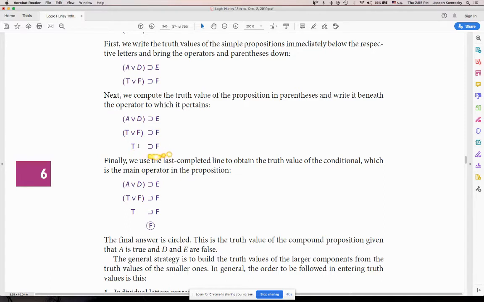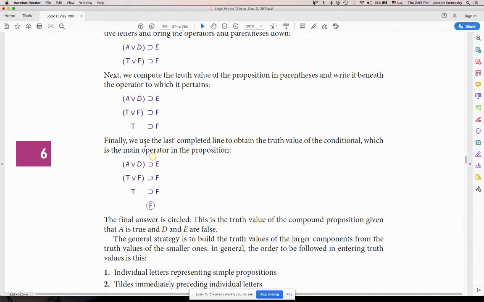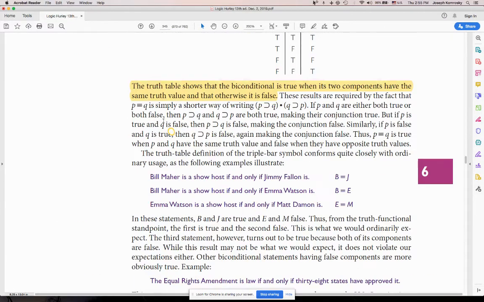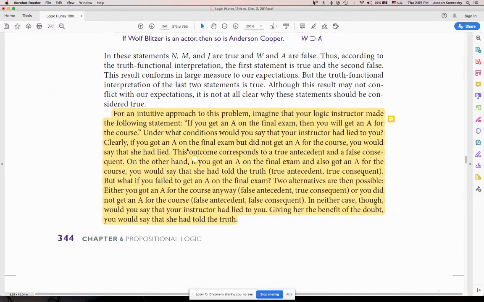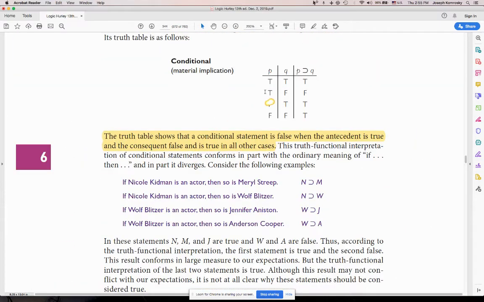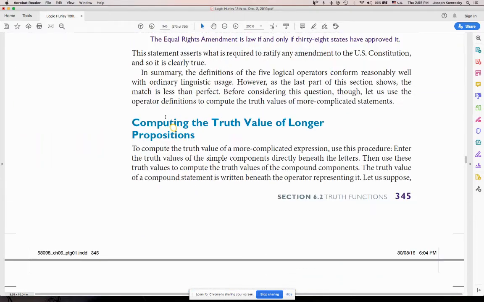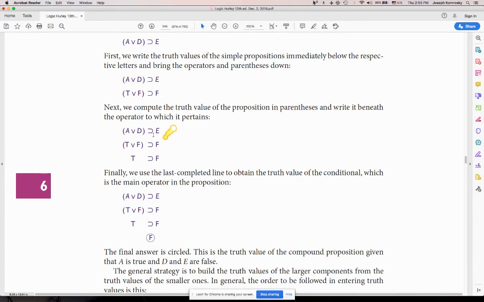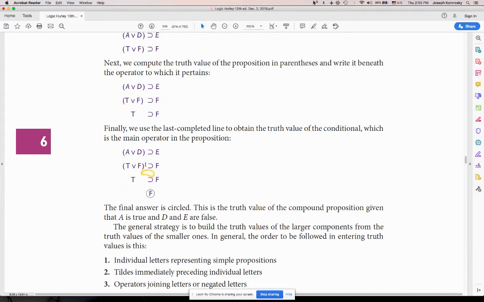So now we have to eliminate the horseshoe. What was the only time the horseshoe was false? The only time out of the four possibilities, and it turned out this was the one time. If you have a true antecedent and a false conclusion, whole thing was false. You just have to memorize the rule. And sometimes it might take you a couple times of looking at these. So again, if I have a true antecedent, false conclusion, the whole thing's false.